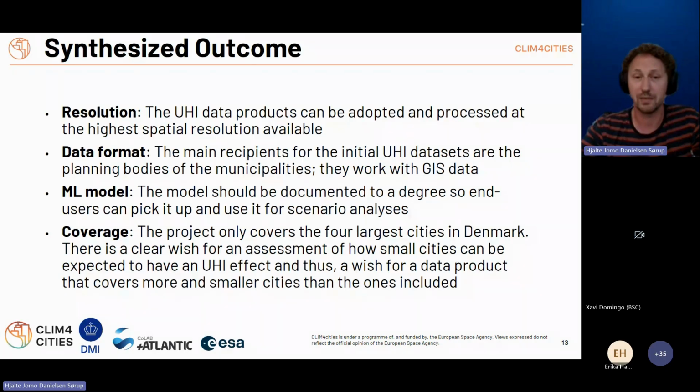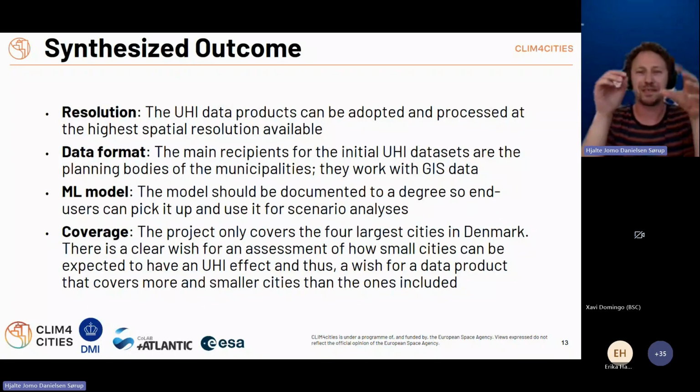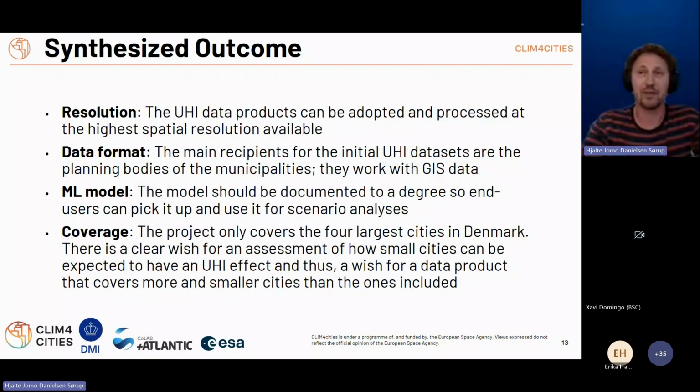a huge step. Then there's a very strong wish to actually do scenario analysis. If we change something, if we put more greening into an area, if we change the climate, look into the future. So running scenarios was a strong wish. And for that, the machine learning model developed within the project, there was a strong wish to have that documented and delivered in a form where it can actually be used for such purposes.